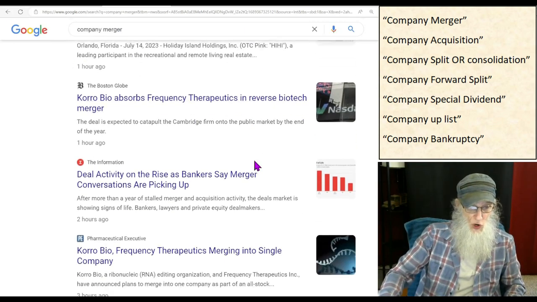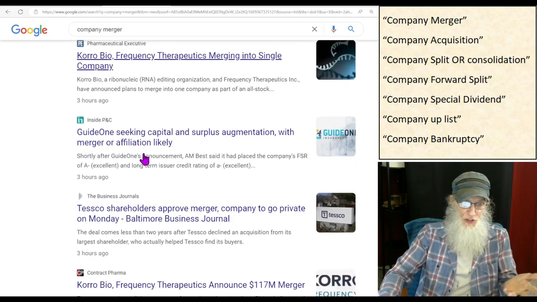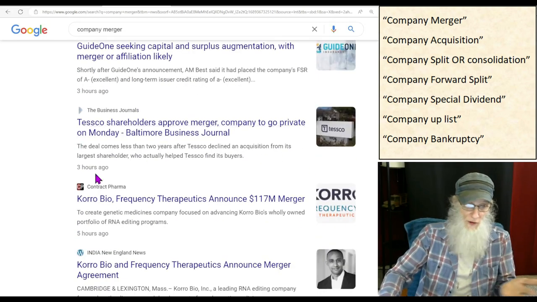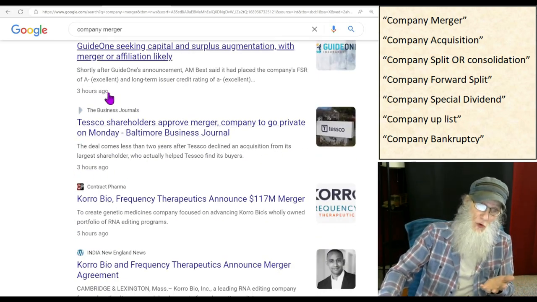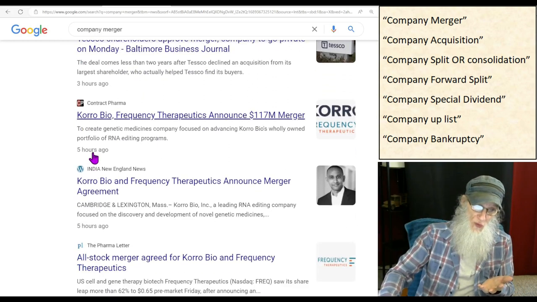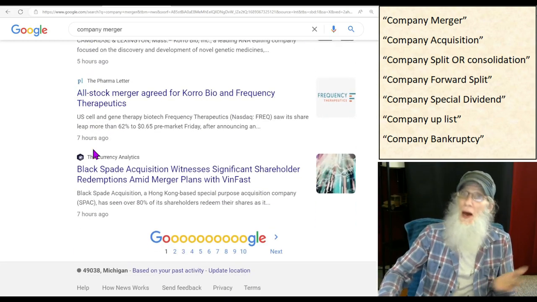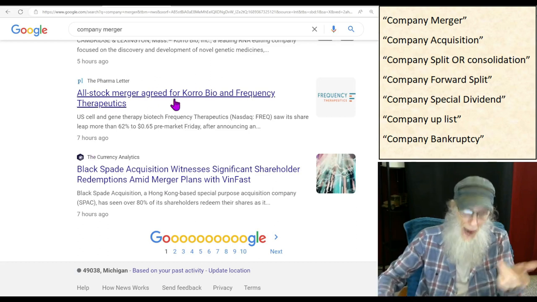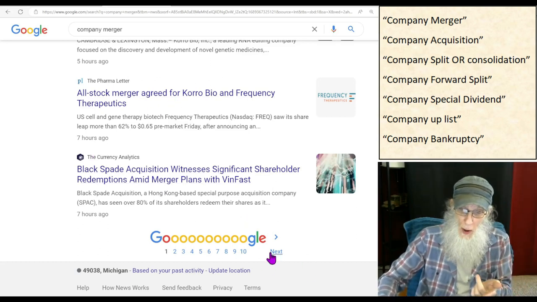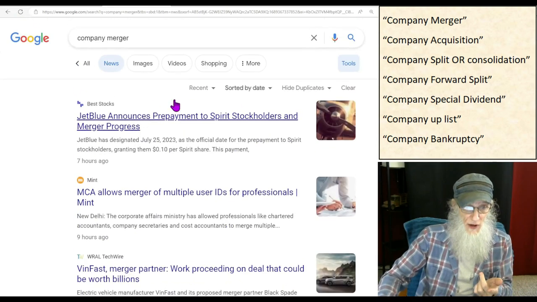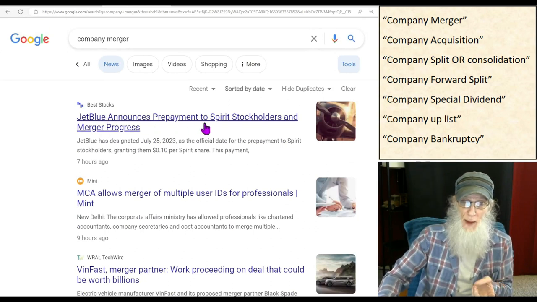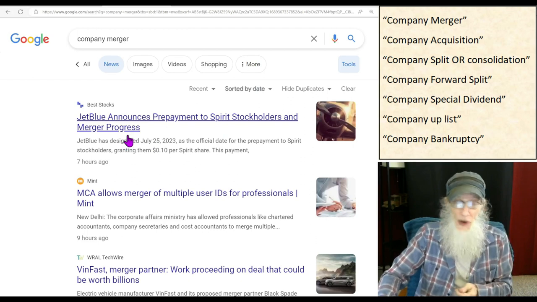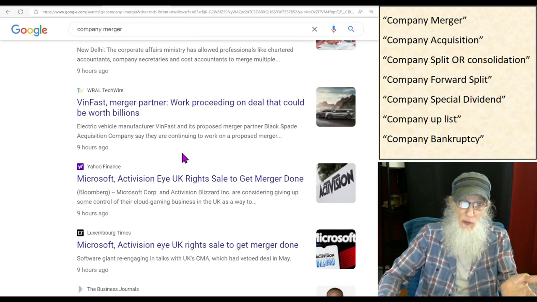Completes reverse merger. You're just going to read the headlines here, whatever you see. And it is in chronological order. We're only 3 hours back, 5 hours back. Now I've just saved myself a lot of time. I can go right through here, page after page, and see if anything's going on. JetBlue announces prepayment to Spirit stockholders and merger progress. I posted information about this one, and this keeps me in touch.